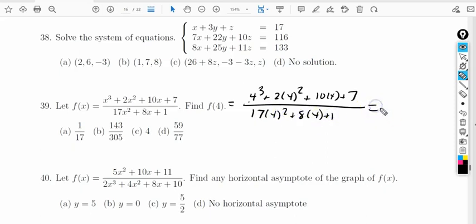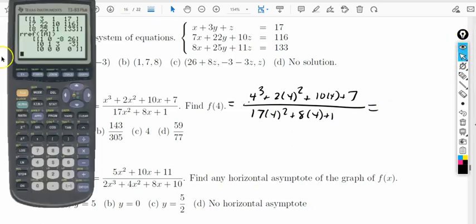Do numerator and denominator separately. So numerator, clear that, 4 cubed plus 2 times 4 squared plus 10 times 4, which we know is 40, but I'm just going to write it, plus 7. Then press enter, and we get 143.